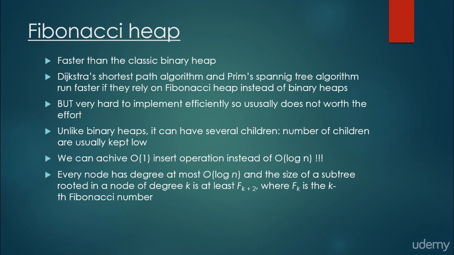Unlike binary heaps, it can have several children. The number of children is usually kept low, and we can achieve O(1) constant time insertion complexity instead of the logarithmic one. Why is it called Fibonacci? Because every node has degree at most O(log n), and the size of a subtree rooted in a node of degree k is at least F(k+2), where F(k) is the kth Fibonacci number. So it has something to do with Fibonacci numbers.